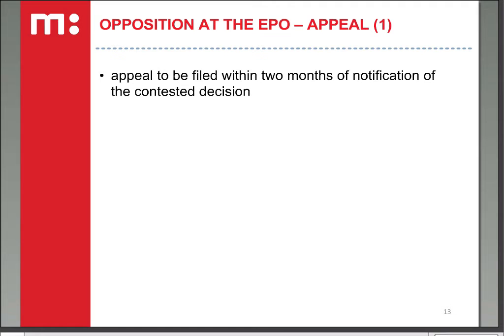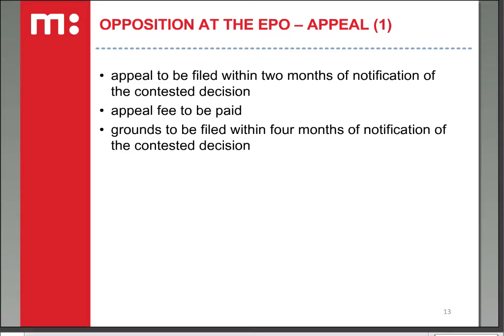And to be honest, it's not a very high fee for a large entity. It was just raised to €2,255, and small entities, small and medium-sized enterprises, universities and private persons can get it for €1,880. And after you file your formal appeal, you need to file your grounds within 4 months of the notification. So 2 months after your deadline to file the formal appeal, you have to provide all your reasons why you think that the decision is not correct.